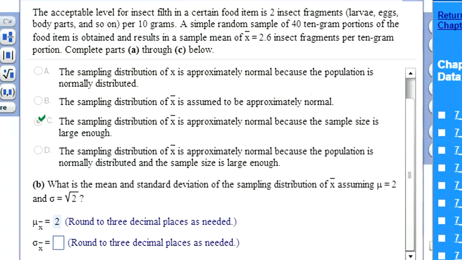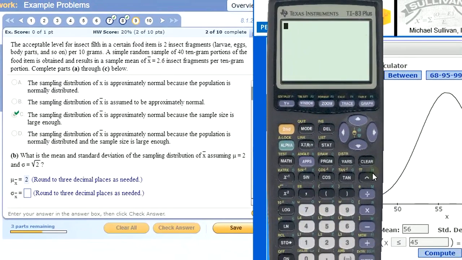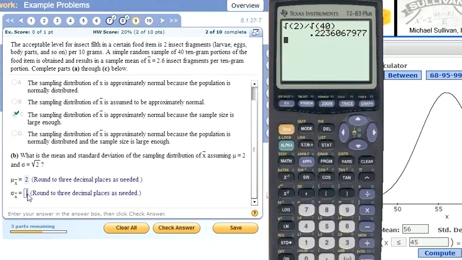And the sampling distribution will have a standard deviation of the population standard deviation divided by the square root of the sample size. So that's going to come down to 0.224, rounded to 3 decimal places.